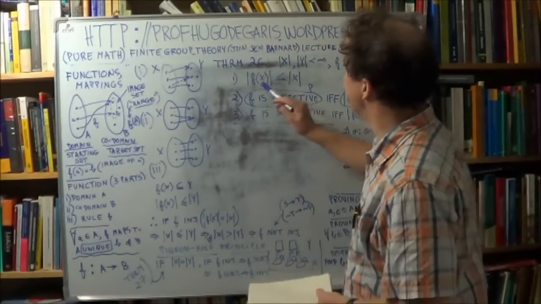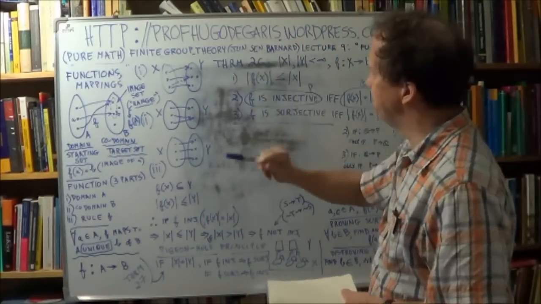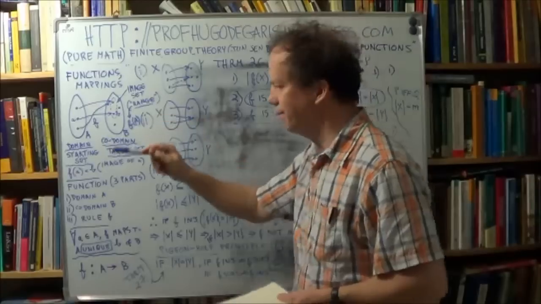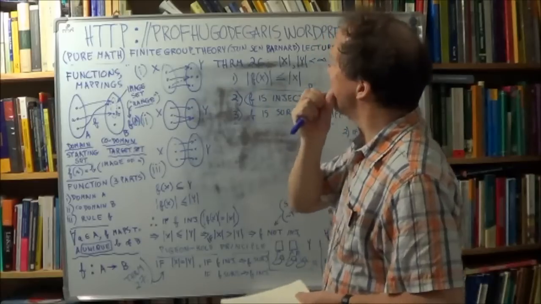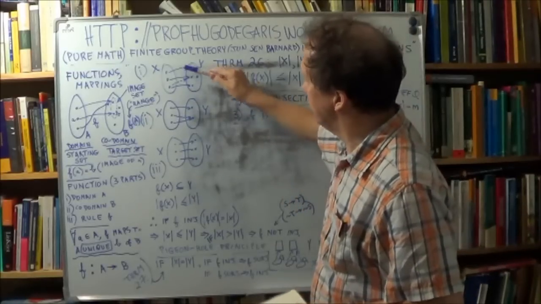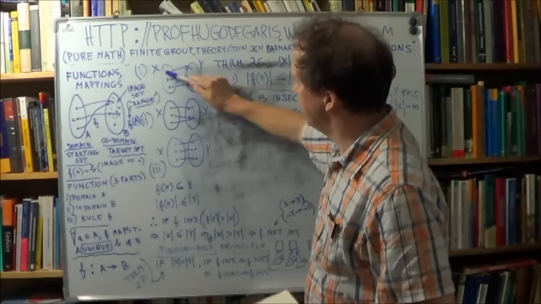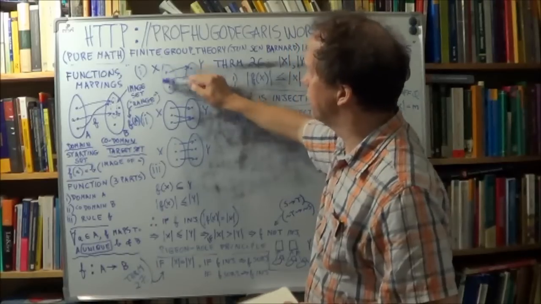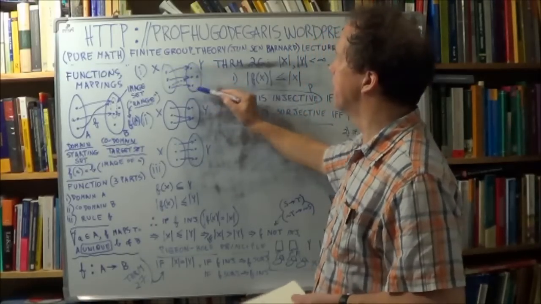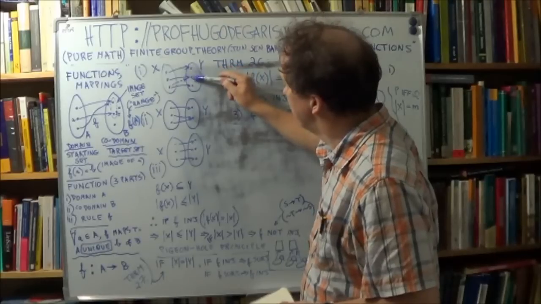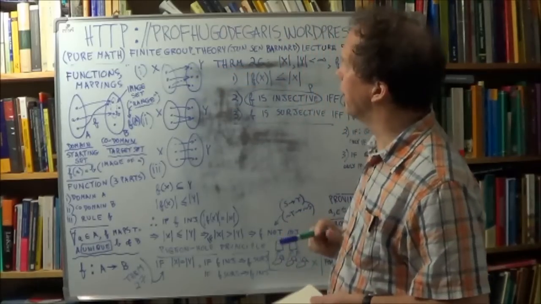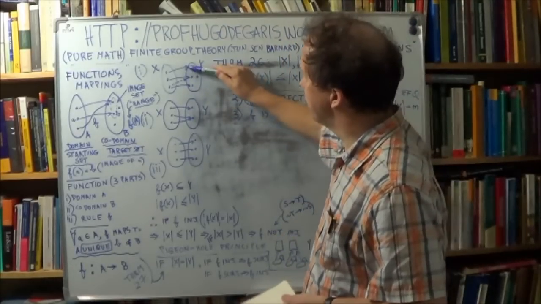Okay, so how to prove this? Well, let's take the special case where every element of your domain gets mapped to a different element in Y. So in other words, your image set.